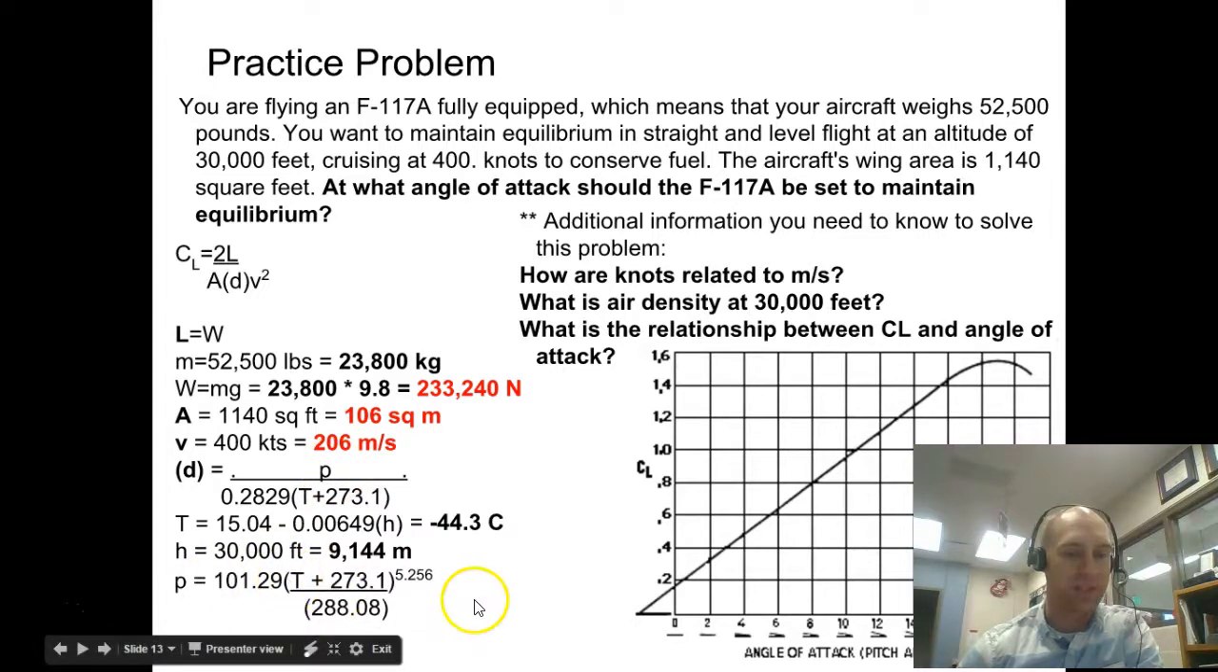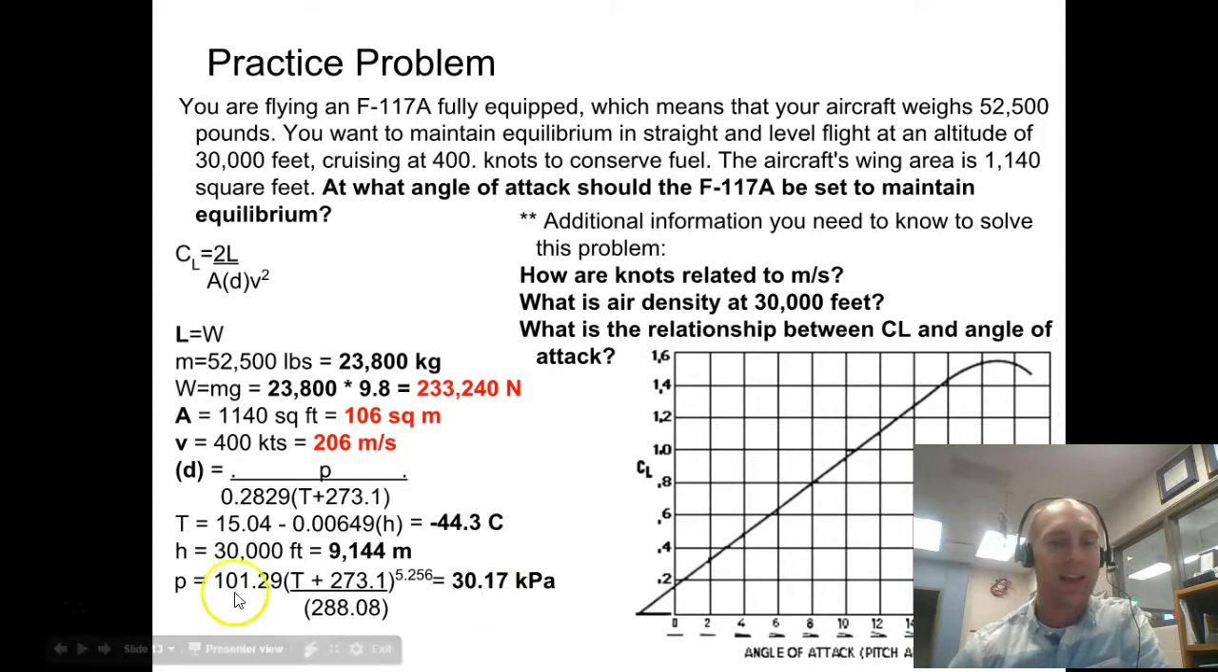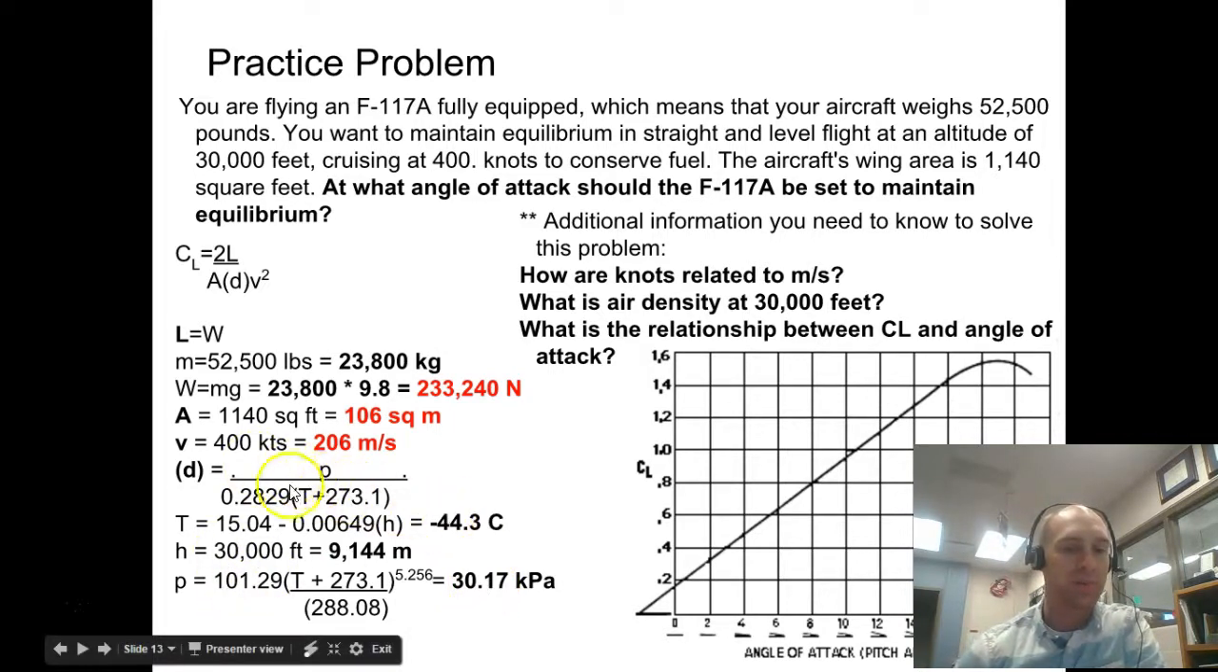So let's do the pressure equation. This should all be in parentheses. This 5.256, all of this is to that power. I just couldn't get the parentheses to kind of go around all that. So when I substitute the temperature in here, add 273, divided by 288, to that power, times 101.29, I get 30.17 kilopascals. Now I know pressure and temperature. I can put them in my density equation, and boom shakalaka, I get 0.466 kilogram per meter cubed. Now I have density. I have everything I need.